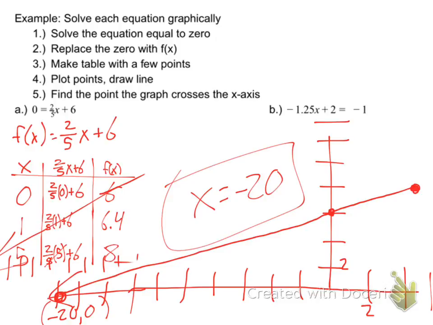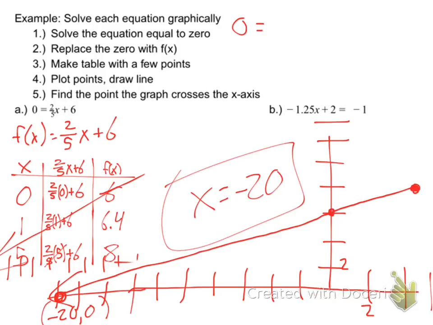Here's the cool thing about the graphs, guys. I'm not going to ask you to re-graph it if you're wrong. How do I know if I'm right? Check it. And I check it by placing it where? In the original equation, guys. So, let's check it.